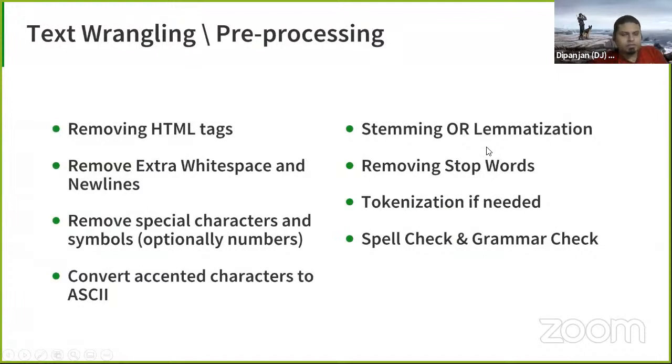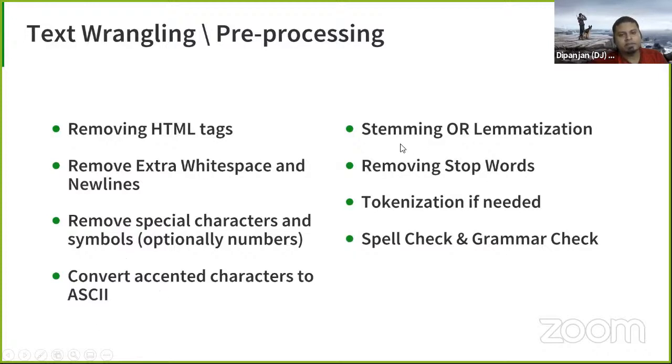So let's talk about text wrangling or pre-processing, which is typically one of the first steps once we get our text data. There are a number of steps here which you can follow. Again, it's not like you have to follow all of them. You can typically restrict it based on the problem you're trying to solve. But some of the main steps include removing HTML tags, removing extra white spaces, new lines, special characters, and symbols. If we are dealing with accented characters, maybe we want to convert them to ASCII format, which is a standard format.